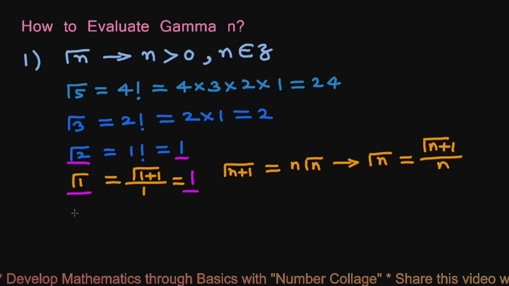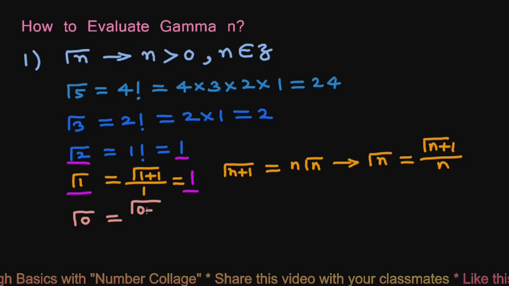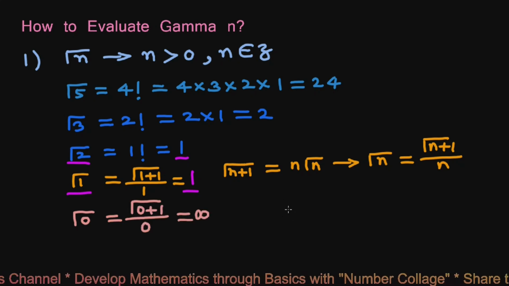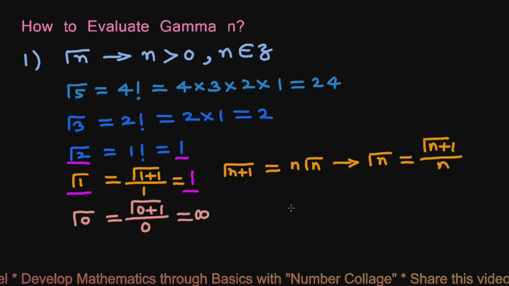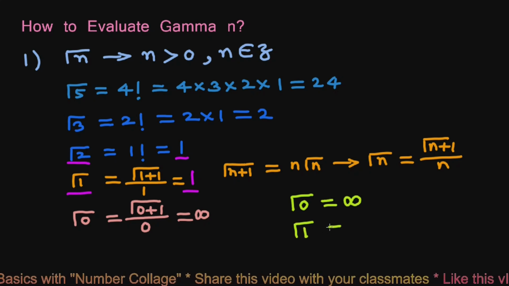On the same lines, what will be gamma 0? That will be gamma 0 plus 1 upon 0. That will be infinity. So we have obtained two important relations. Gamma 0 is infinity and gamma 1 is 1.